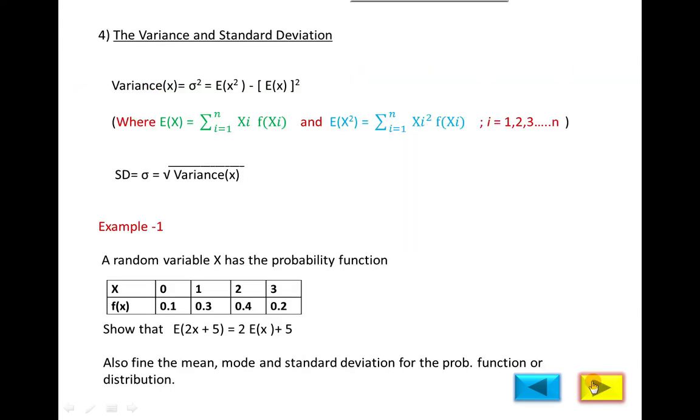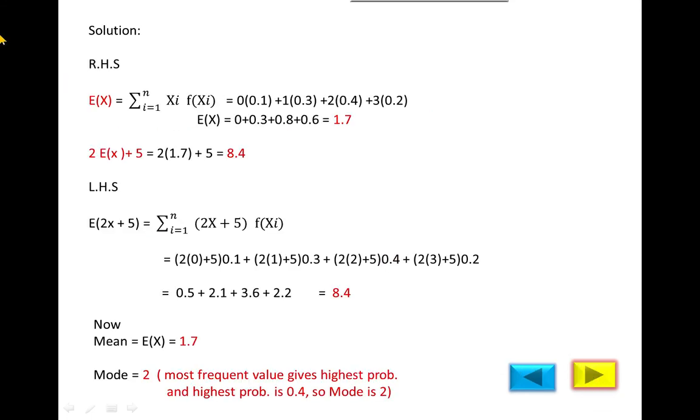Okay. Now find the mean. You know that E(x) is called the mean, and you have already found this E(x) in the proof, where the right hand side is equal to the left hand side. This E(x) is called the mean. So mean is equal to E(x). E(x) is 1.7, so the mean is 1.7.